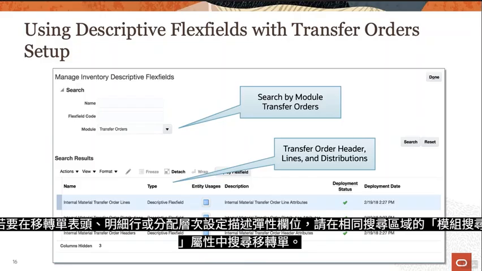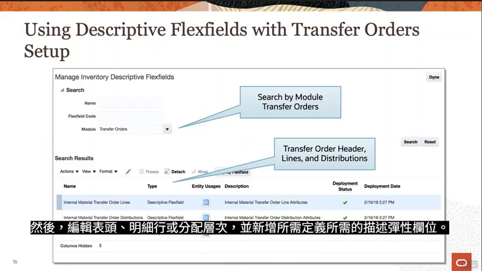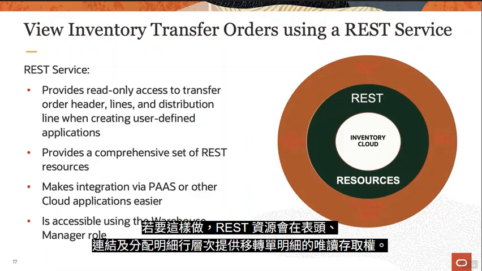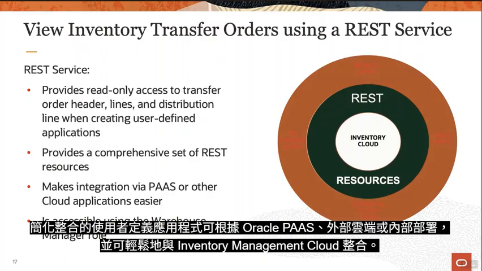The Transfer Order REST resource helps address high priority and immediately needed gaps by developing and using user-defined applications. The REST resource provides read-only access to transfer order details at the header, line, and distribution line levels. User-defined applications that streamline an integration can be based on Oracle PaaS, external clouds, or on-premise, and can easily integrate with the Inventory Management Cloud. These resources include Fulfill, Visibility, Search and View, Source and Promise, and Reporting and Analytics.